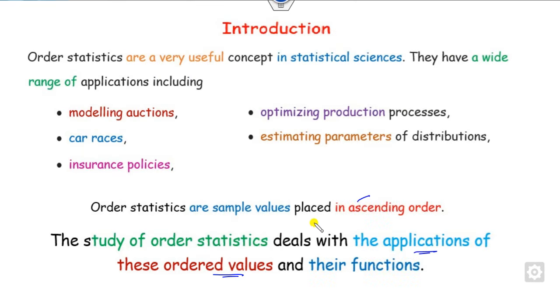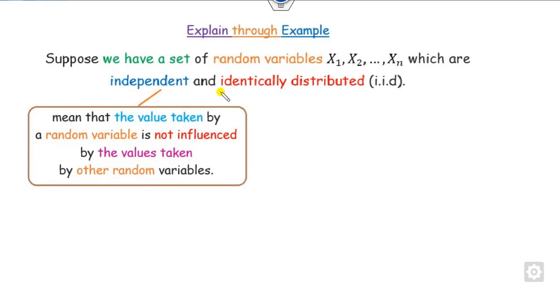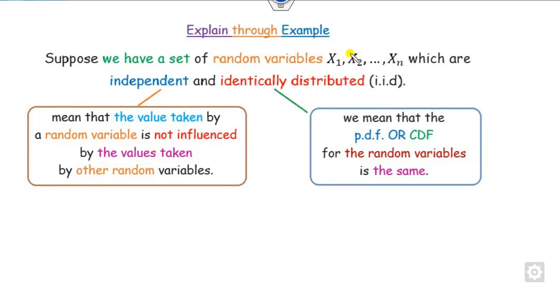Before I explain in detail what ordered statistics are, let me explain through some examples. First of all, we consider that there are n variables which are IID. I hope all of you know the meaning of IID. If you do not know, let me briefly explain. Independent means whatever value you have taken as a random variable is not influenced by the values of the other variables. Identical means that the PDF or the CDF of the random variables x1, x2 and x3 are all the same. That is the meaning of IID.